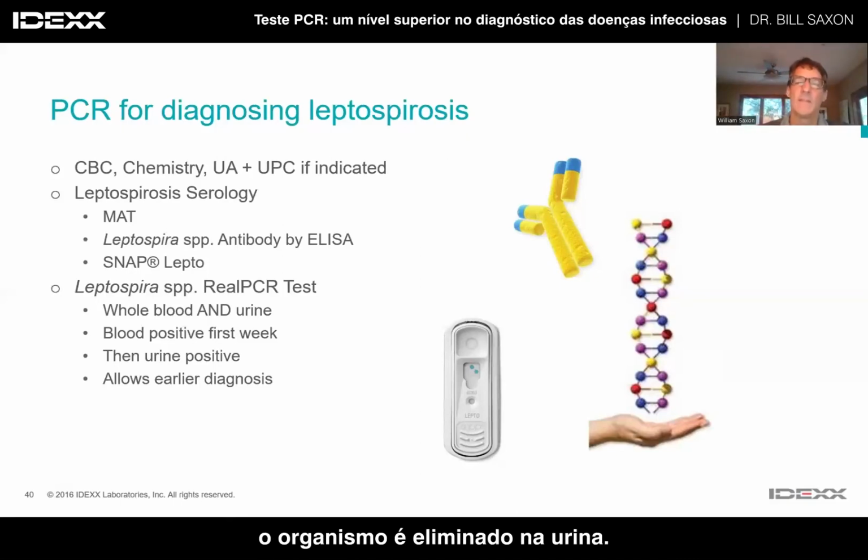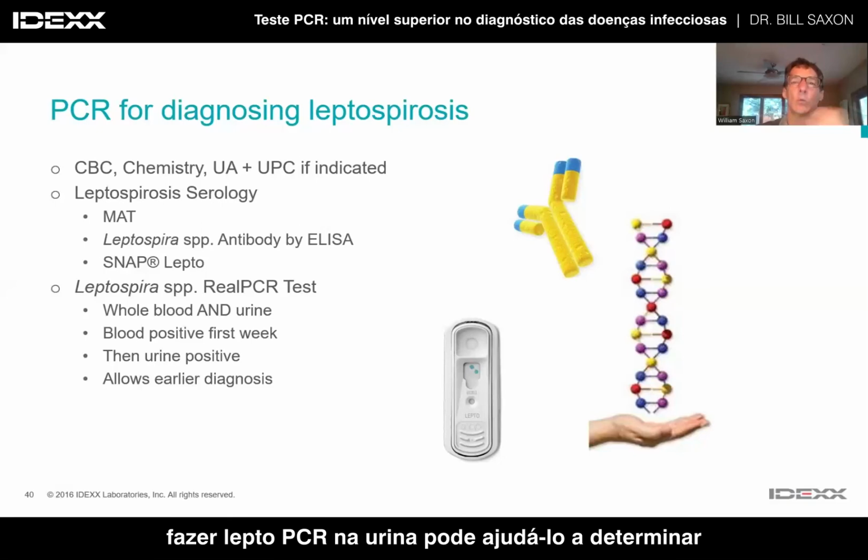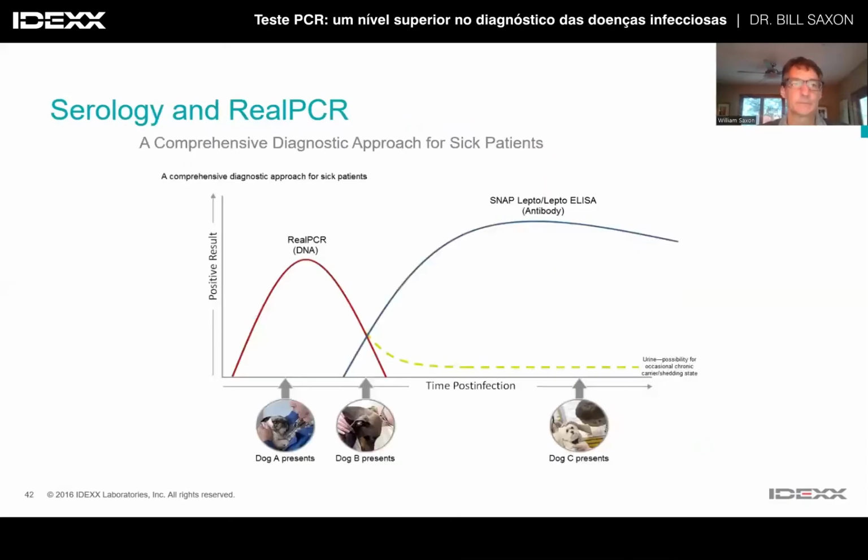After a week or so, the organism is shed in the urine. And again, sometimes we don't know exactly where the animal is in the stage of infection, so we would recommend doing the PCR test on urine and whole blood. This is not affected by vaccine, as most serologic tests are, so very useful to consider in vaccinated dogs for leptospirosis. It can also be used to monitor effective therapy. So at the end of your 2 weeks of doxycycline, running lepto PCR on urine can help you determine that you've cleared that urine shedding phase of the organism, so that there's no longer a zoonotic potential.